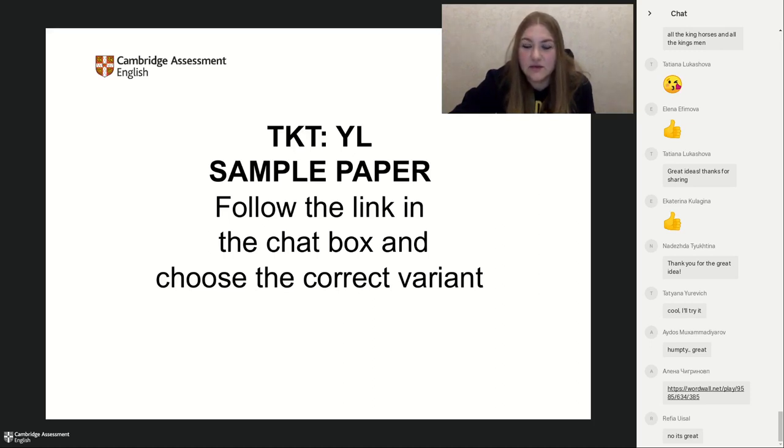So please follow the link and try to do the task. So that's about part 3 of the TKT YL test. So you can see some statements, like, for example, very good, try master, but remember to change the order of the words to make a question. So what is it? So this one is correct in language, right? Okay. So please have a practice task and then let me know when you finish.